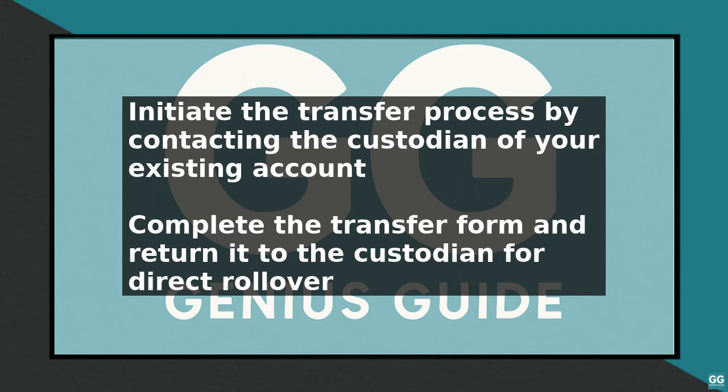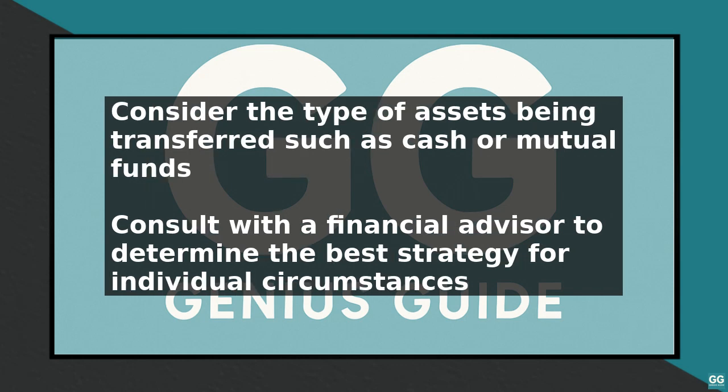You can transfer assets from an existing IRA or employer-sponsored retirement plan, such as a 401k. To do this, you will need to contact the custodian of your existing account and request a transfer form. Complete the form and return it to the custodian, who will then transfer the assets to your Morgan Stanley Roth IRA. It is crucial to ensure that the transfer is a direct rollover, meaning the assets are transferred directly from the custodian of your existing account to Morgan Stanley. This will help you avoid any potential taxes or penalties.